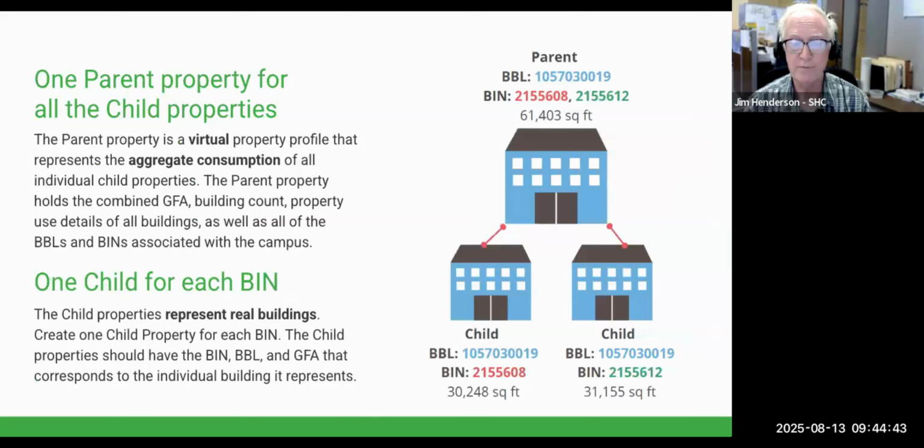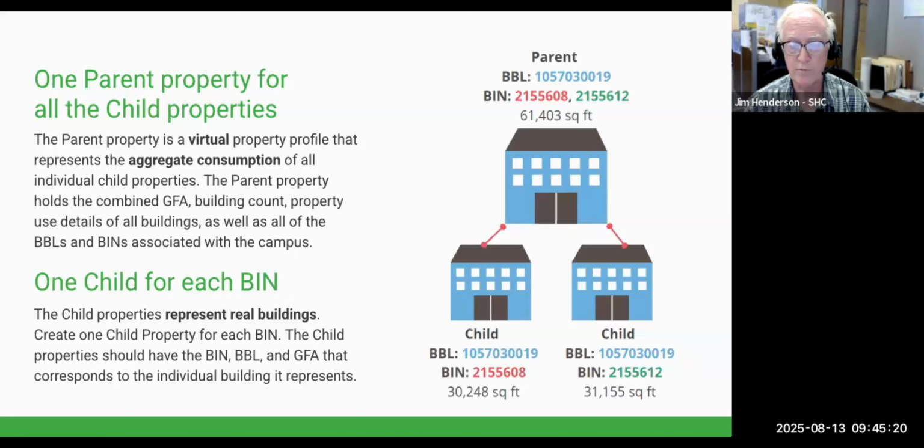Portfolio Manager utilizes a parent-child relationship to group multiple properties together. When setting up a campus, your property will have 1 parent property and 2 or more child properties. The parent is a virtual building that includes the details for all of the physical buildings on a property. They include the combined gross floor area, the building count, property use details, and all of the buildings in the property. Everything's rolled up and totaled up for the parent. It also includes all of the BBLs and bins associated with the campus.